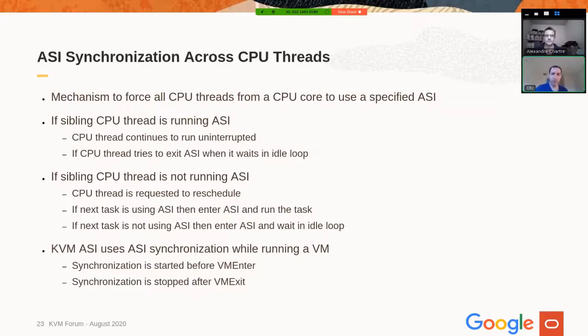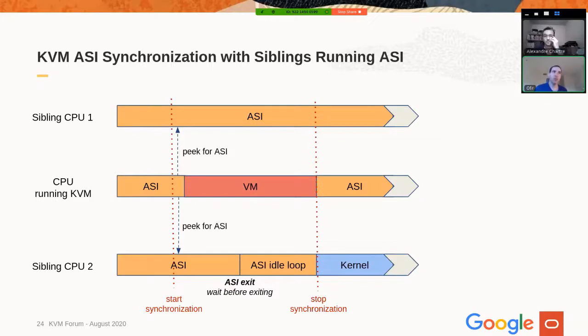To do that, we send a reschedule request. If the next task is using ASI, then we can let it enter ASI and run. Otherwise, we need to enter ASI, but wait in an idle loop. So basically, the mechanism is like this. We've got the CPU in the middle, which is running KVM. Suppose we have two sibling CPUs. First, the CPU running KVM, at some point before entering the VM, is going to start this synchronization process, and it's going to have a look.